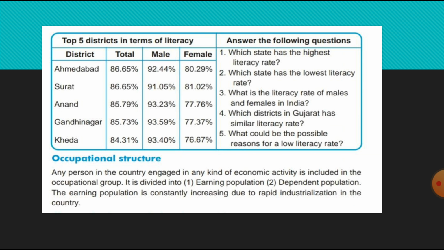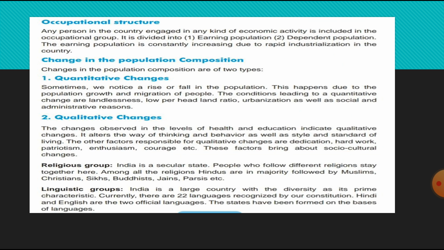Then they are divided into two: the earning population and the dependent population. The earning population is constantly increasing. Why? Due to the rapid industrialization in the country. When we talk about occupational structure, we discussed the earning population and the dependent population, and the earning population is constantly increasing due to rapid industrialization in the country.